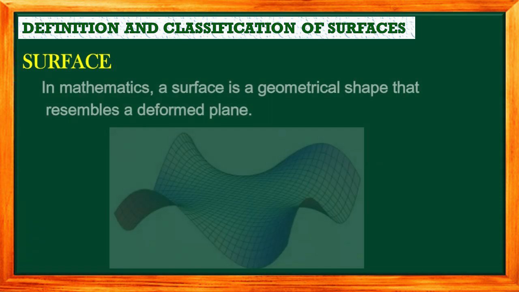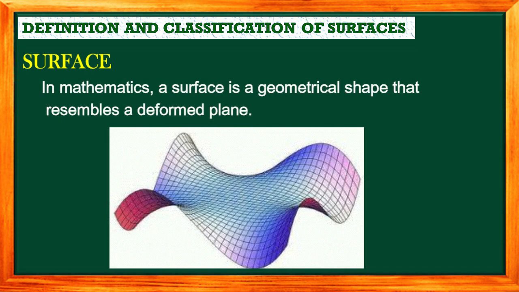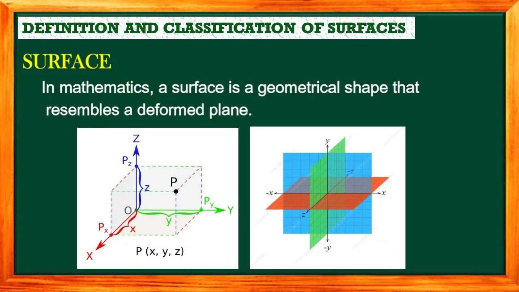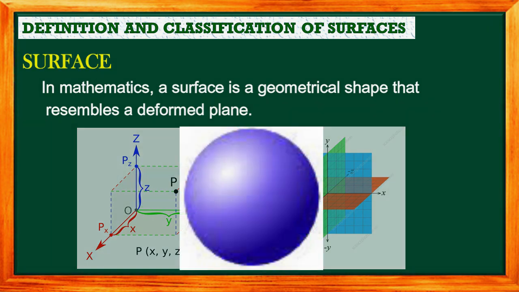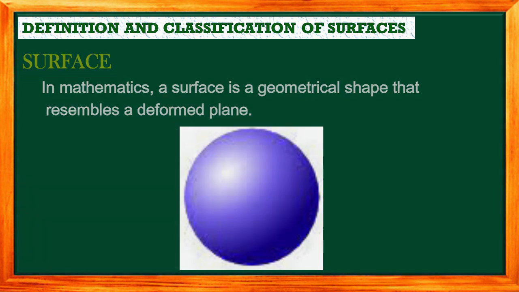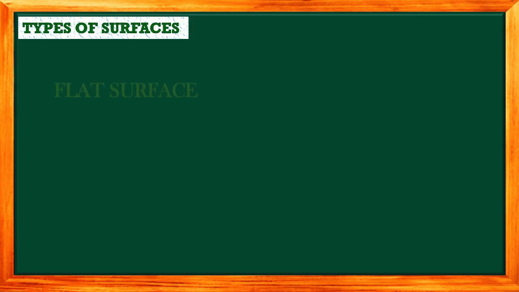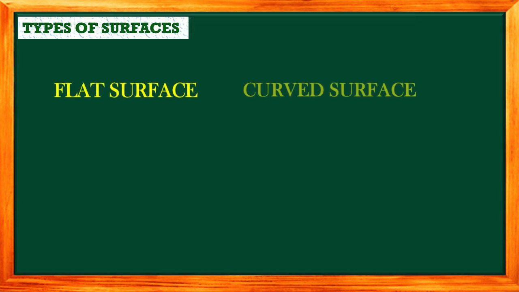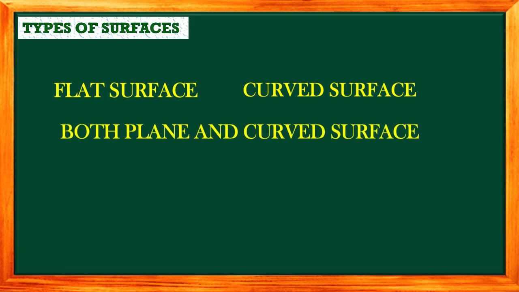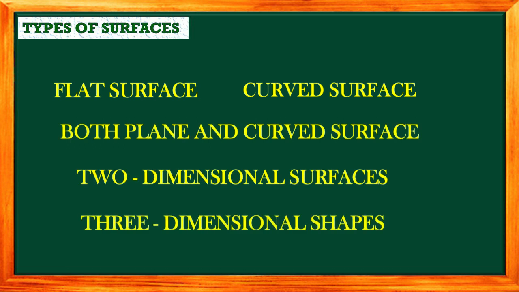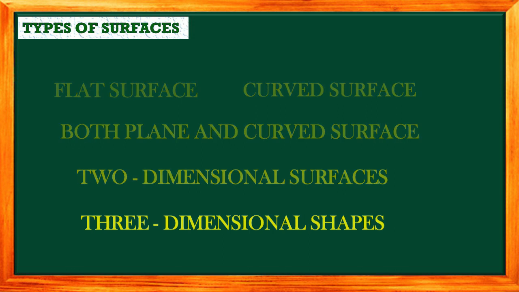In mathematics, a surface is a geometrical shape that resembles a deformed plane. The most familiar examples arise as boundaries of solid objects in ordinary three-dimensional Euclidean space R cubed, such as spheres. Surfaces are categorized into 5: flat surface, curved surface, both plane and curved surface, two-dimensional surfaces, and three-dimensional surfaces or shapes.